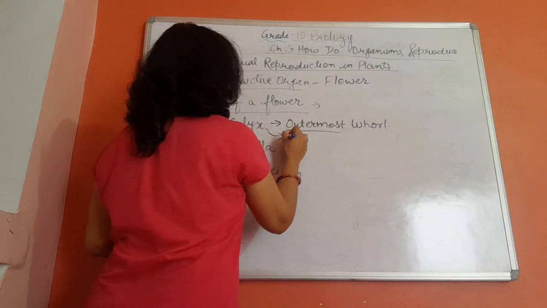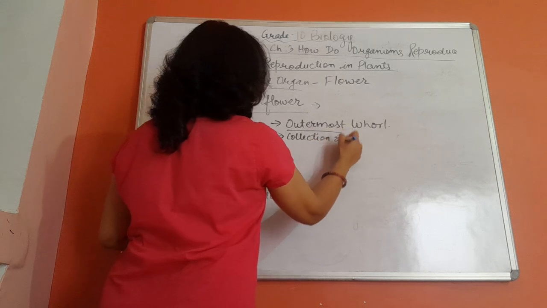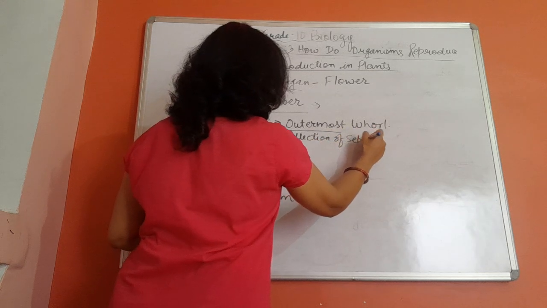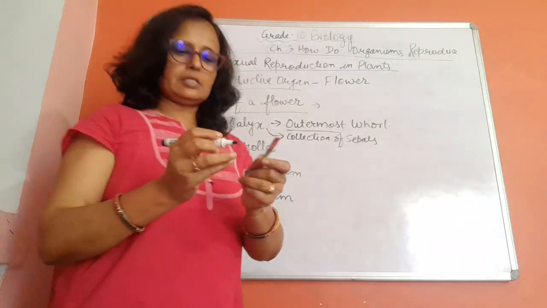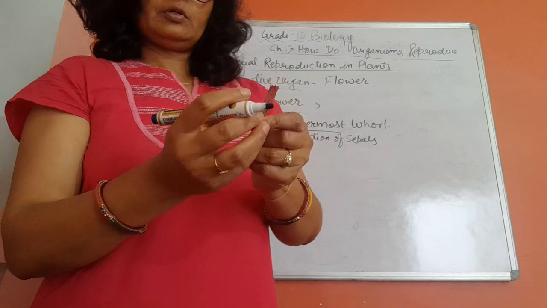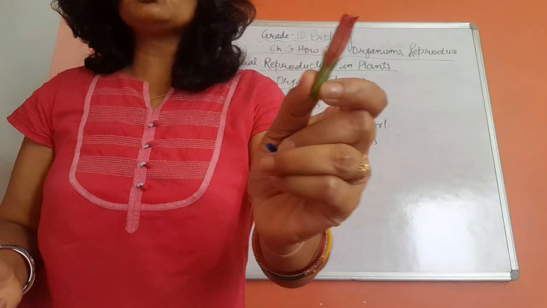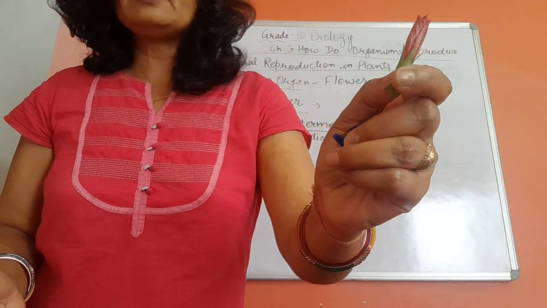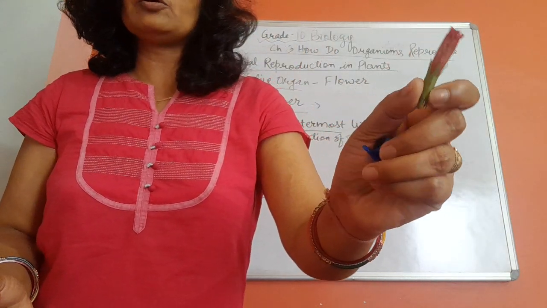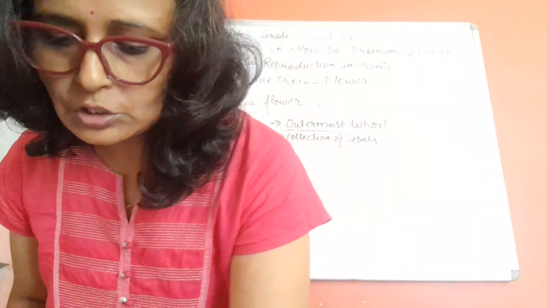Okay, lots of sepals are there and collection of sepal is called calyx. Calyx is what? Collection of sepals. In this you can see how many sepal? 1, 2, 3, 4 and 5. In a China rose flower there are 5 sepals and collection of sepal is called calyx.